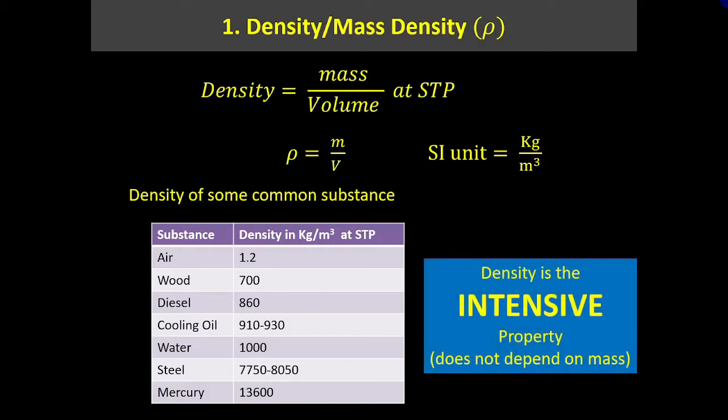Remember, density is an intensive property. That means it is independent of the mass. It does not depend on the mass. Although in the formula we are getting mass per unit volume, it does not depend on the mass, because for a substance, if mass increases, its volume also increases.